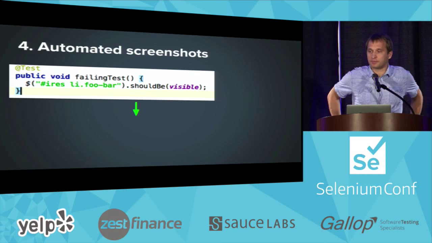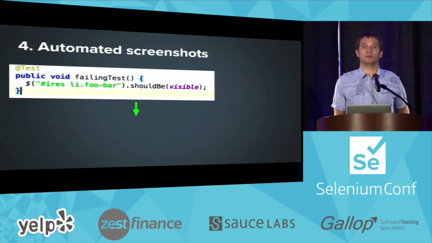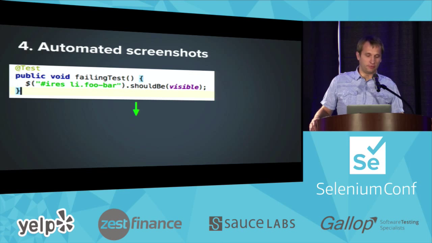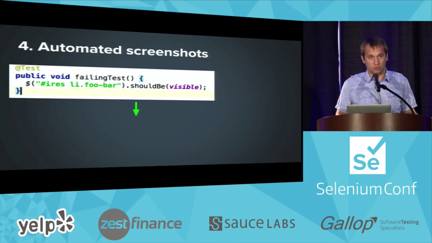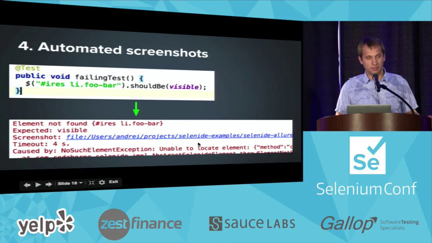Next good thing about Selenide, it can automatically take screenshots in case of any test failures. It's just very useful. For example, if I run such a test, some element should be visible, and actually it's not visible, then Selenide will take a screenshot, and you will see the URL for this screenshot in your error message. You do not need to configure anything. No reporting tools, no annotations, nothing. It's just there in the error message.